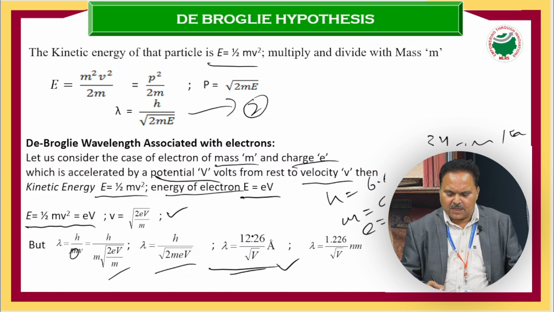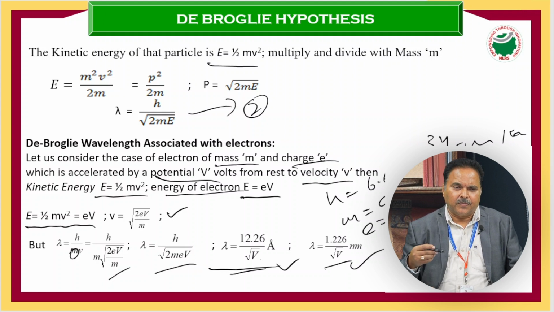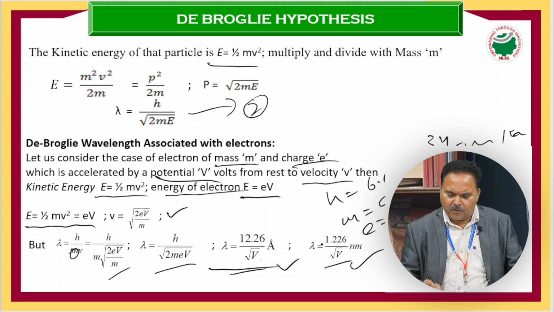This 12.26 is in angstroms. If you consider it in terms of nanometers, it will be 1.226 divided by root of capital V, where V is the potential difference. If you know the potential difference, you can calculate how much wavelength it will have. If you require a certain wavelength, you can calculate how much potential difference you have to apply to the electron. We can calculate directly, depending on which parameter you want to find. So these are the 3 equations we have to derive for the de Broglie hypothesis.